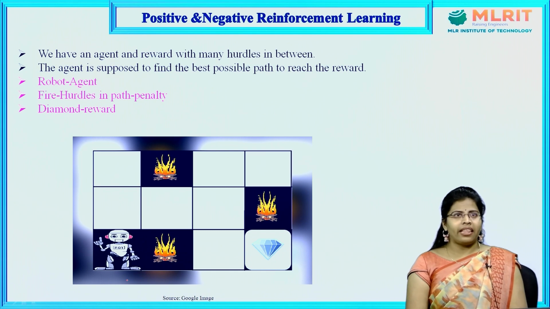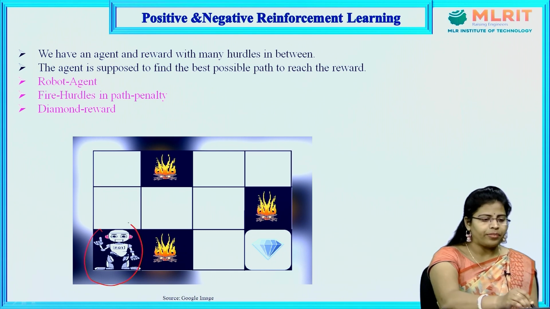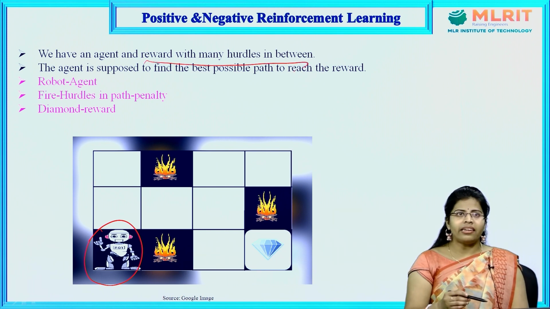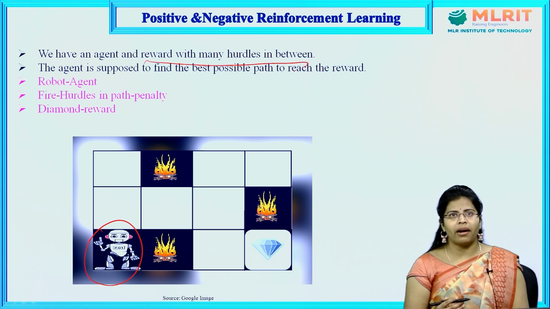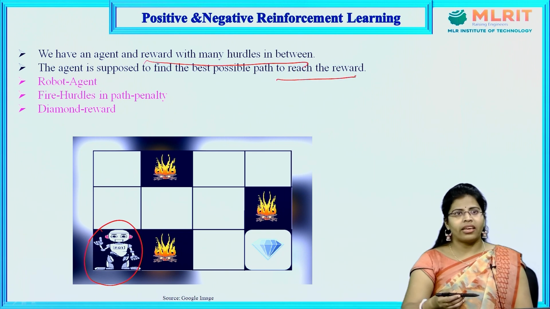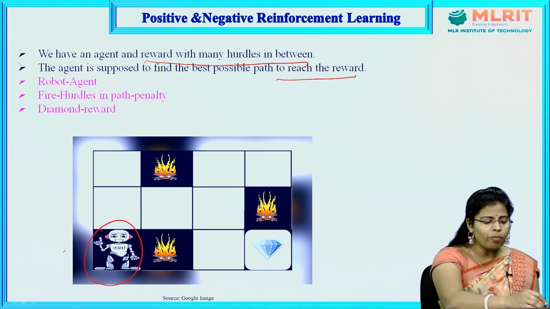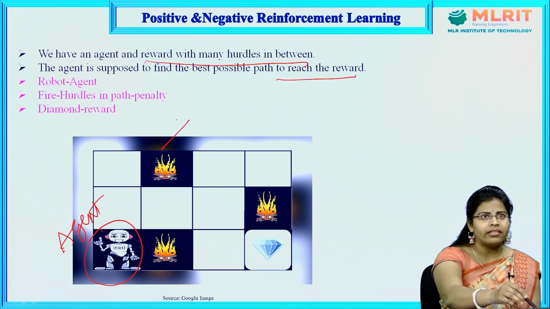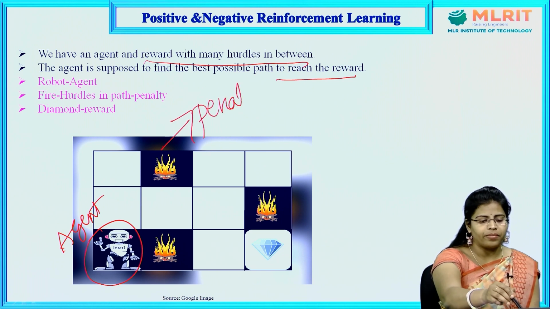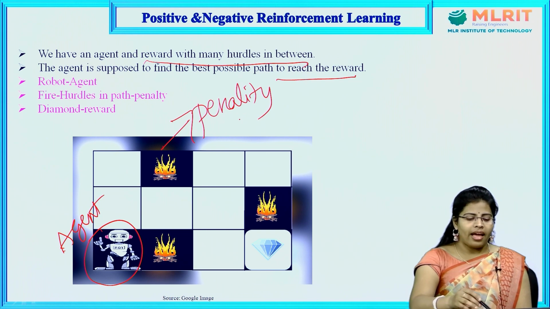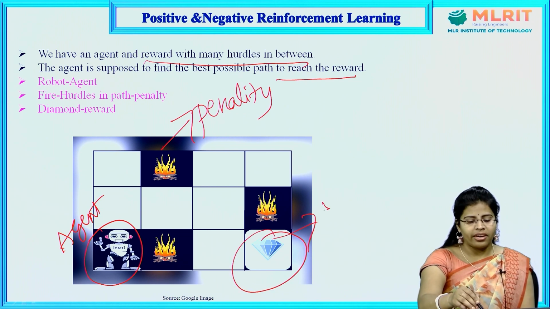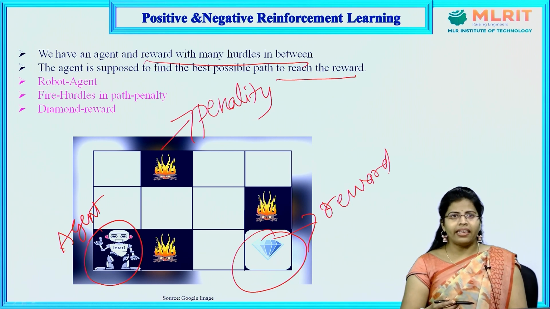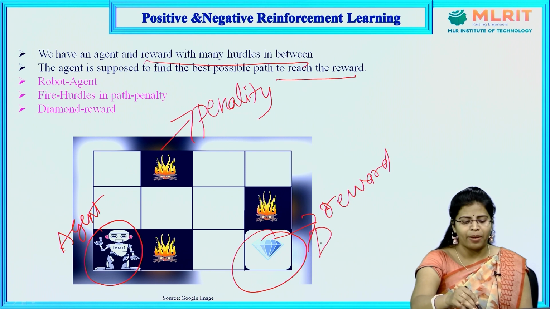As you can see in the image, we have an agent and rewards with many hurdles in between. The agent is supposed to find the best possible path to reach the reward. The robot is an agent, and the fire hurdles are a penalty, that means a wrong action. The diamond is the reward. The goal of the robot or agent is to reach the destination, that is the diamond.